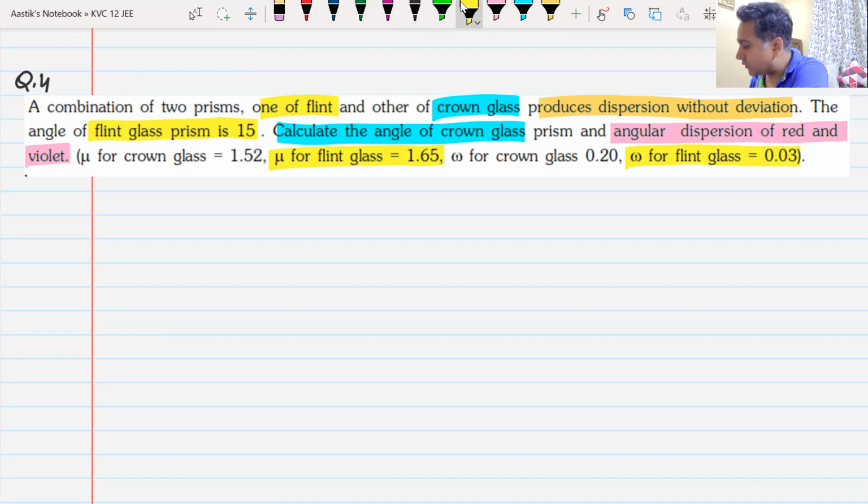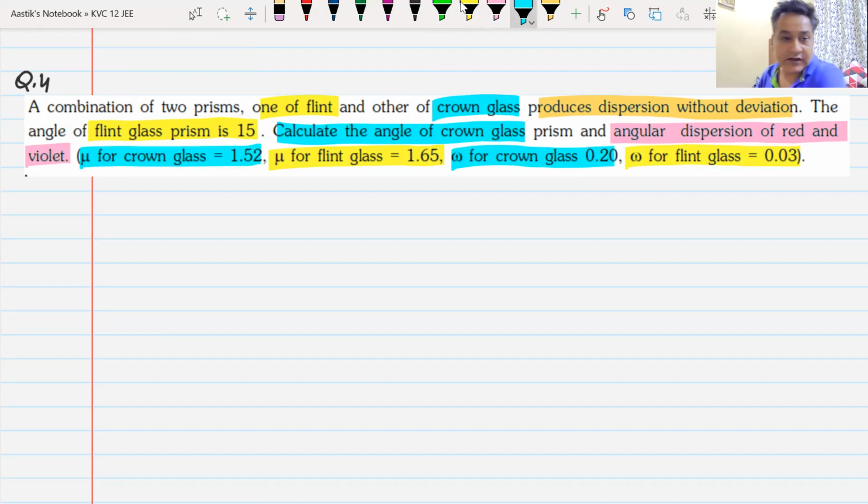Omega for flint glass. Omega for crown glass. And mu for crown glass as well. When they have given mu, they have given the mean mu. Do we understand this? Yes or no? So you have 2 minutes to do this. Tell me the answer and stay happy.